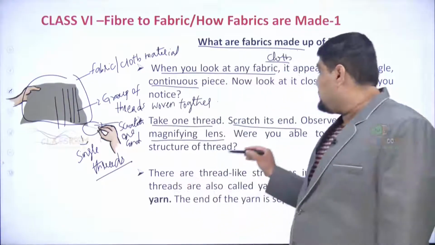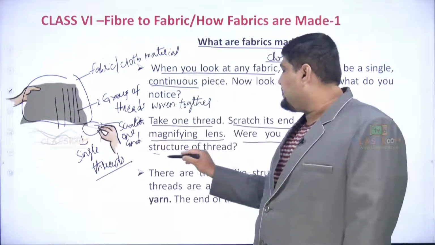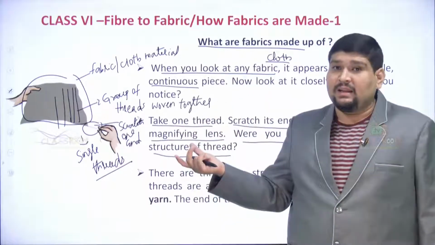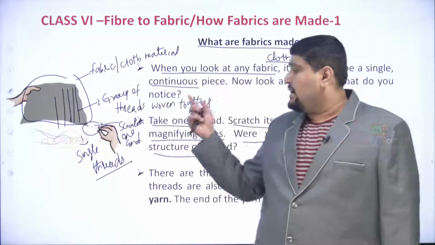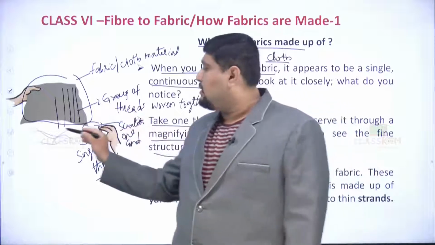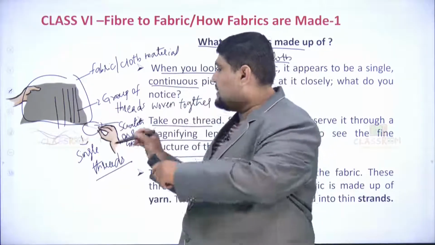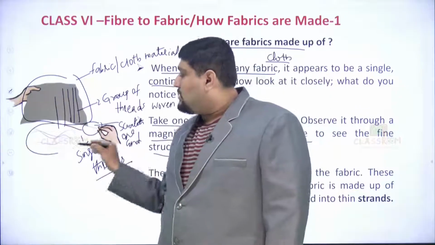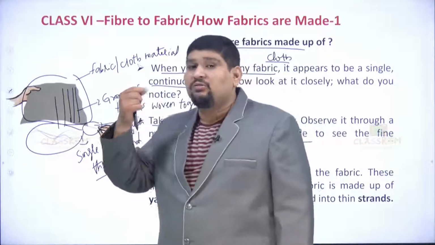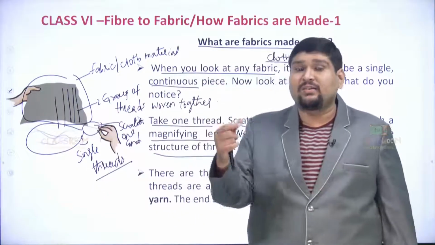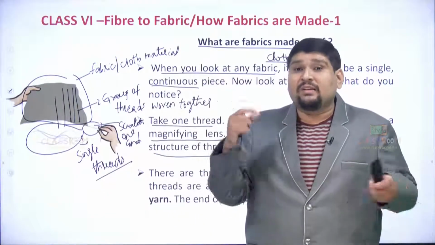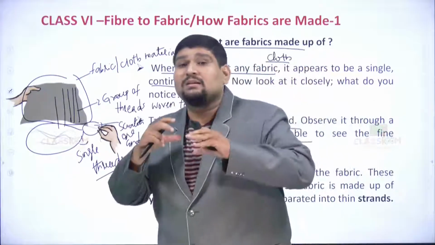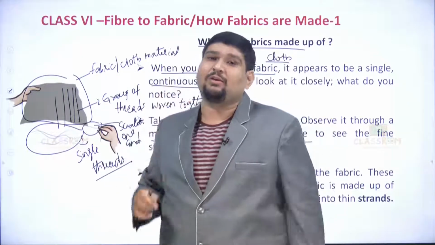So when you want to see the fine structure of thread, we can't visualize it properly just by looking with the naked eye. In such cases, you can use a magnifying lens and you can find that this group of threads is woven together, and when you scratch one end of it, you can find that it consists of one single thread. That one particular single thread is what we call a fiber, which is responsible for joining together and makes it a fabric or one piece of cloth.